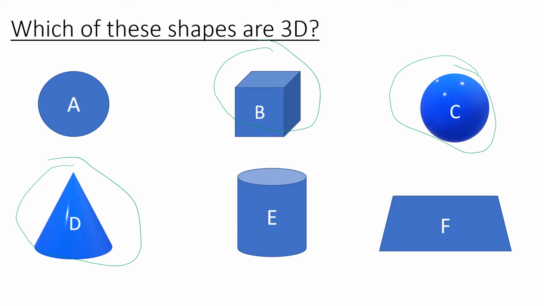And finally E, that is also 3-dimensional. It's got a height, a width and a depth. F is flat, it's a 2D shape. Well done if you picked those. So B, C, D and E.